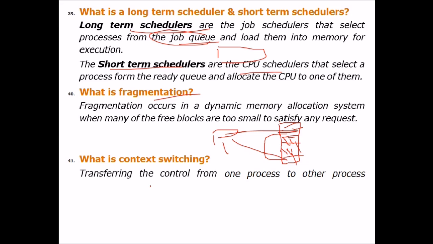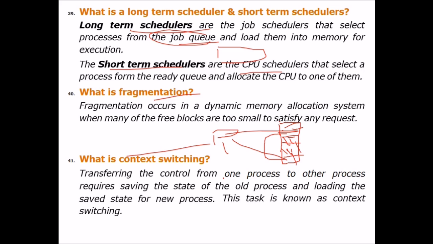What is context switching? This is an overhead. Context switching is an overhead. Transferring the control from one process to another requires saving the state of the old process. That is why they are not threads. Threads are lightweight processes, but a process needs a lot of things to be done. If transferring of control from one process to another process is going on, for example you have to save the state, load the next process state, all these things are context switching. So this particular task is known as context switching.